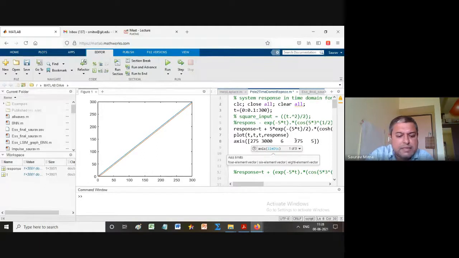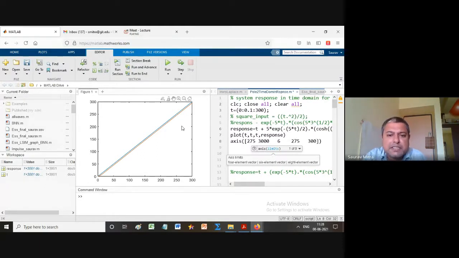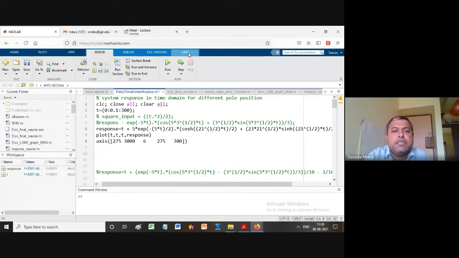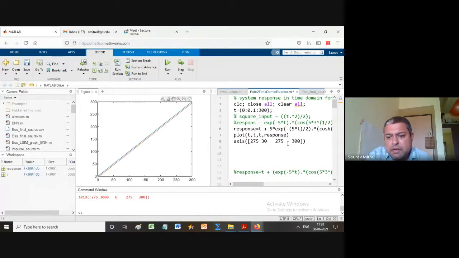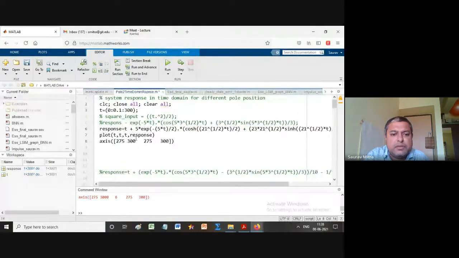Actually, by this axis command, I am enlarging this part, from 275 to 300, because I want to show you that the difference between input and output is equal to 5. Steady state error is equal to 5 units. I made a mistake, I'm sorry. This is 300, it should be. There was a small mistake in the axis command. This is 275, 300: x min, x max, y min, y max. So I'm just enlarging a range and showing it to you.